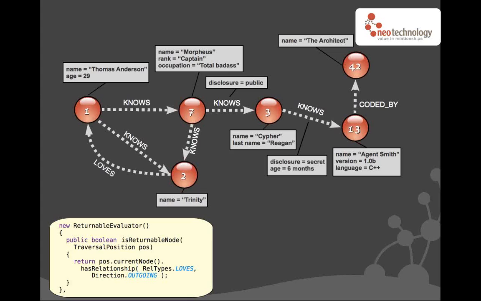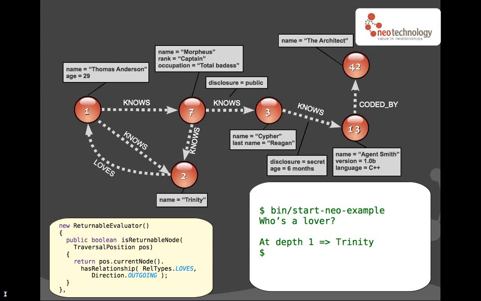This example did not check if Trinity was in love with Thomas Anderson. It just checked all the friends in my friend circle that are in love. If you wanted to do that, then basically in the returnable evaluator, you would also verify that the end node of the loves relationship was the specific node you were looking for. Very simple. We're going to print out Trinity in this example.